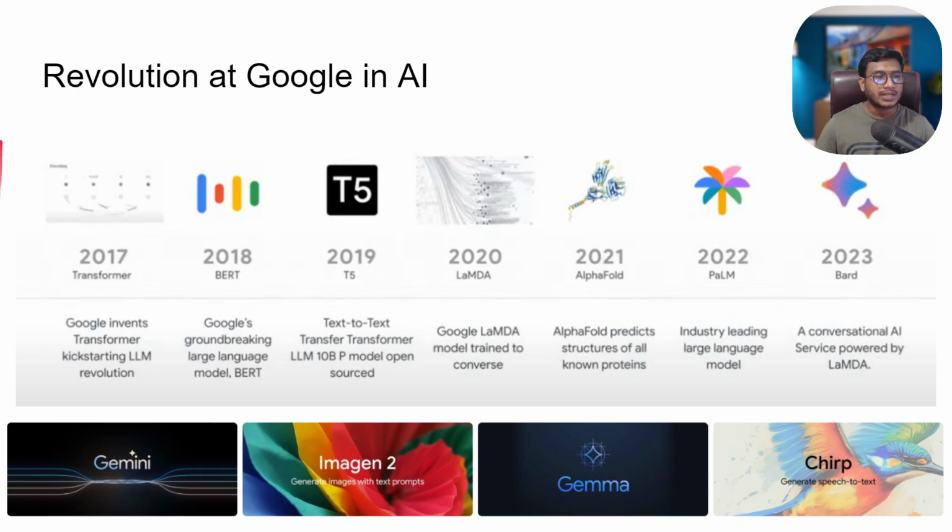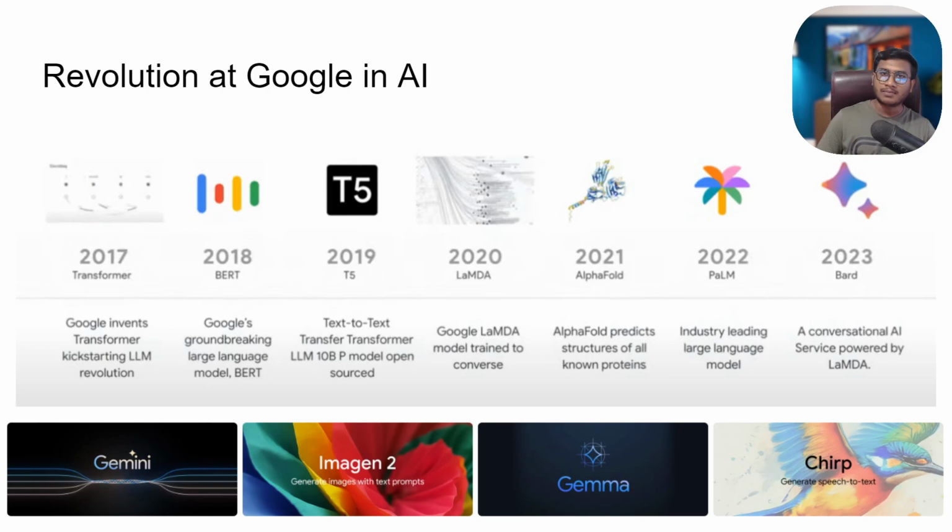Then in 2018, they came up with another model called BERT, B-E-R-T. This is one of the language models they brought. Then they brought the T5 model. Then in 2020, they brought one large language model called LaMDA. LaMDA was an amazing model in the field of large language models. Then in 2021, they published the AlphaFold model. Then in 2022, the PaLM model. And in 2023, they introduced something called the BARD model.